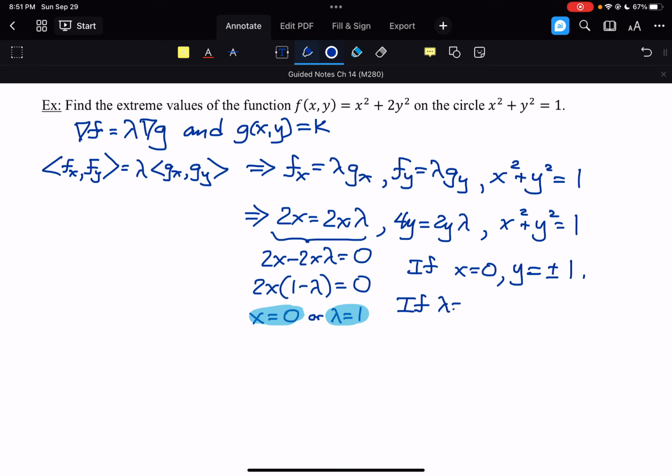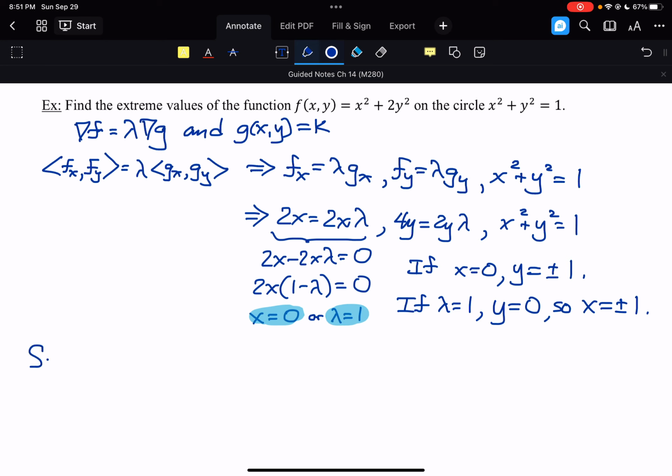And if lambda equals 1, then we look at this equation. If lambda is 1 here, then 4y equals 2y. And there's only one number that if you take 4 times the number and 2 times the number, they are equal. And that number is 0. So y would have to be 0. So we would get x is plus or minus 1, again, from the constraint. If y is 0, we get x squared equals 1, so x is plus or minus 1.